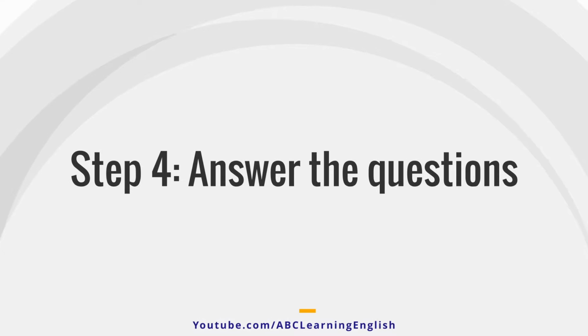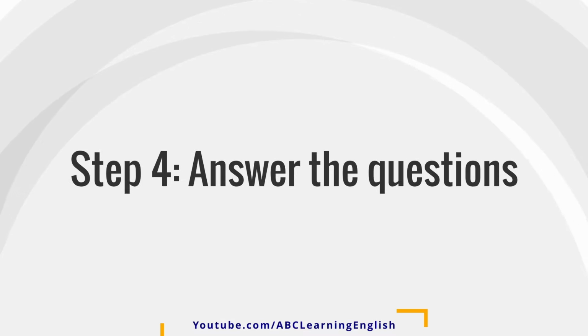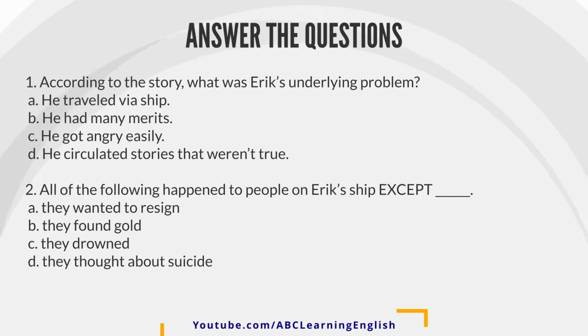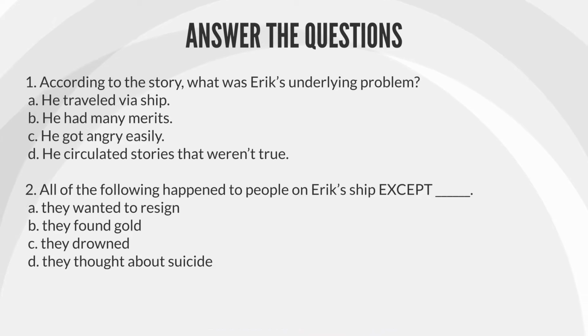Step 4. Answer the questions. 1. According to the story, what was Eric's underlying problem? A. He traveled via ship. B. He had many merits. C. He got angry easily. D. He circulated stories that weren't true.